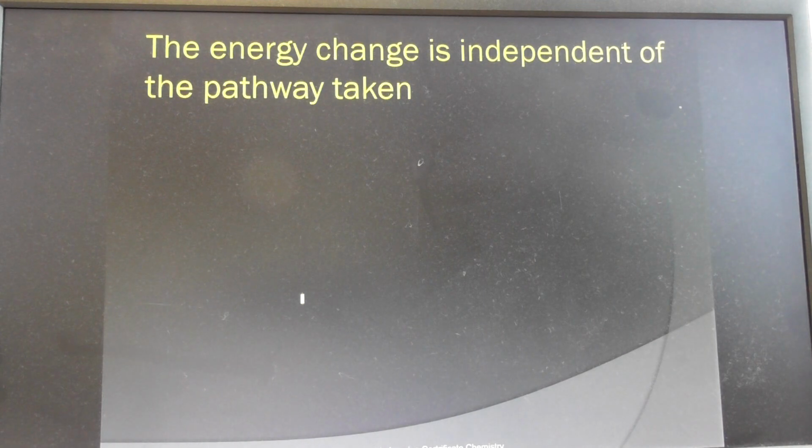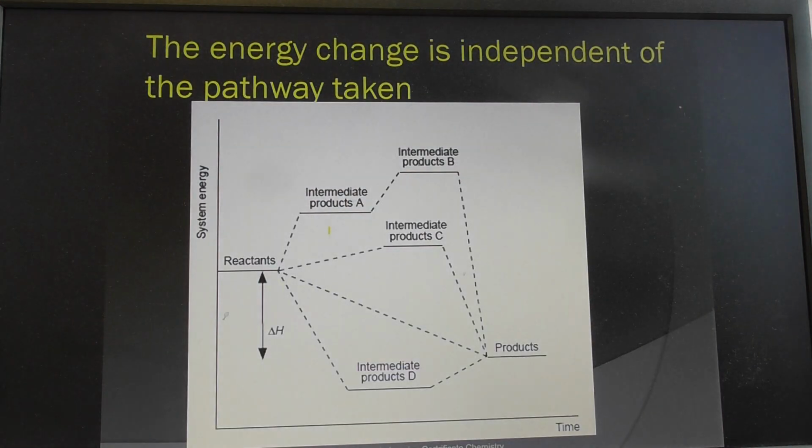The energy change is independent of the pathway taken. This is a nice diagram. Lots of reactions have loads of different routes. So it doesn't matter what route you take. All that matters is this value here, this delta H, the heat of a reaction. It's the initial value here and the final value down here.